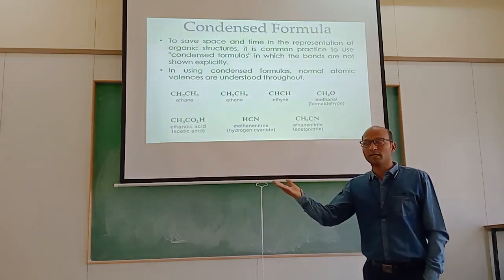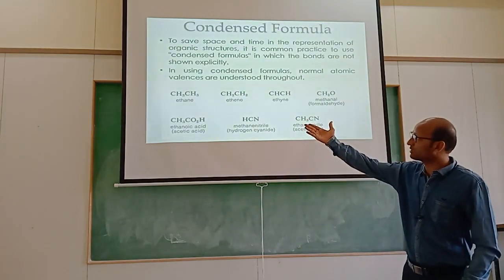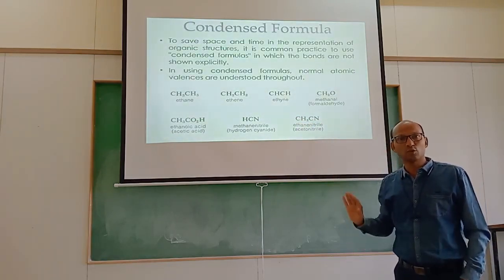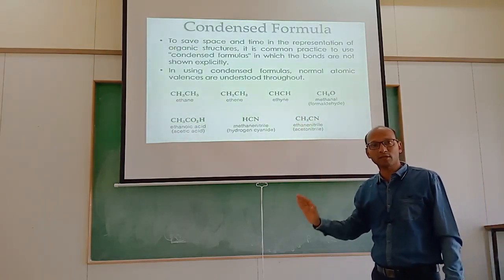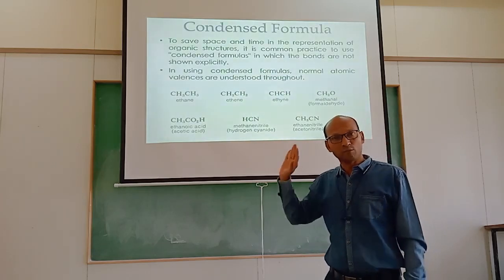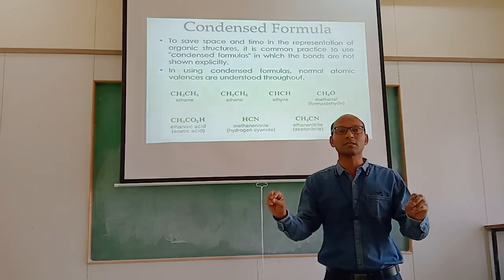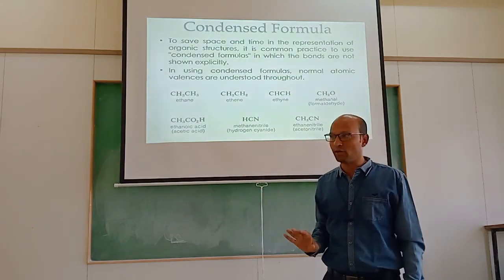So here, for the condensed formula I have shown an example: without writing the whole structure of ethane, I have shown directly CH3CH3. So there is no need to write the carbon-carbon single bond here. Mostly this structure is used whenever a large structure is present in organic compounds.